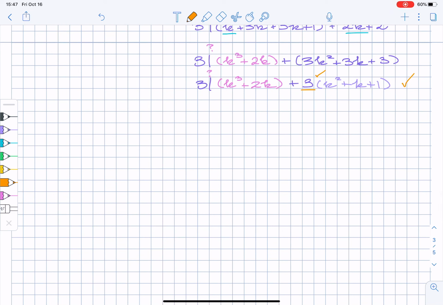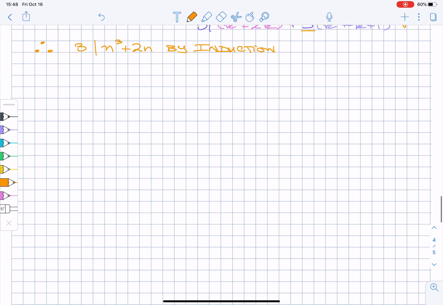Okay, so therefore 3 divides n cubed plus 2n by induction. Okay, should we do another one? Yeah, let's do another one.